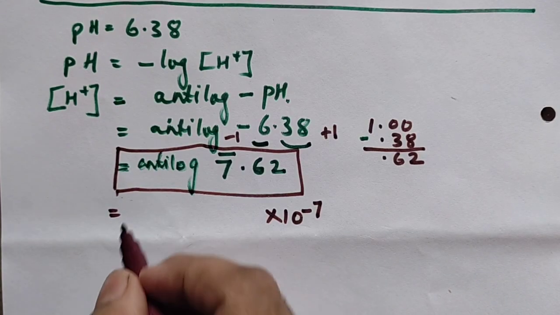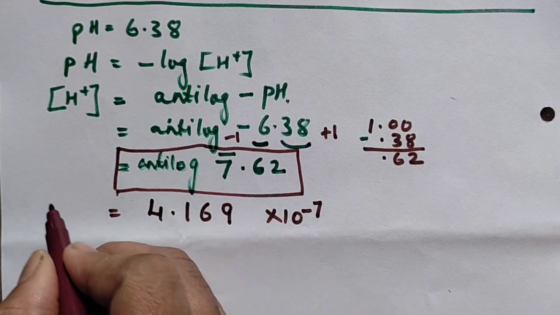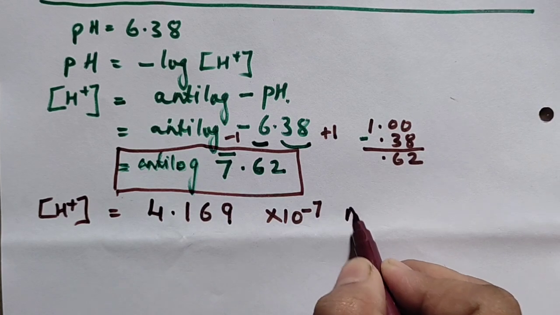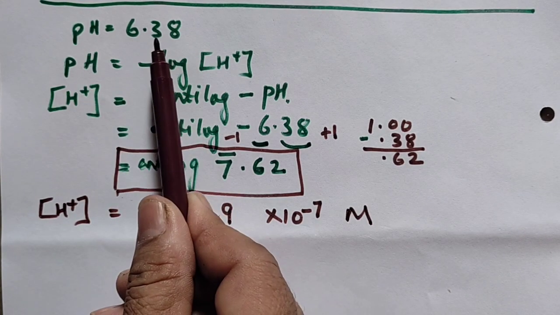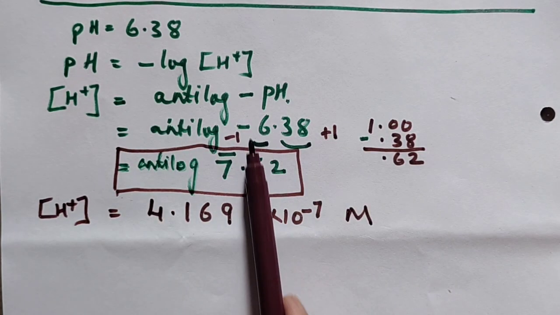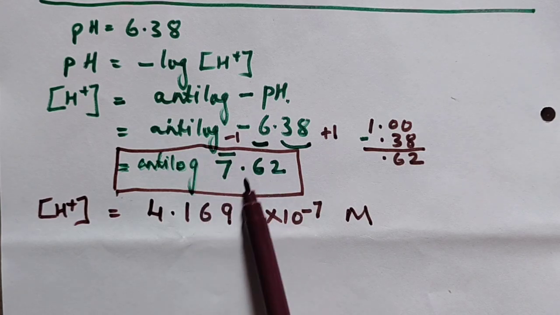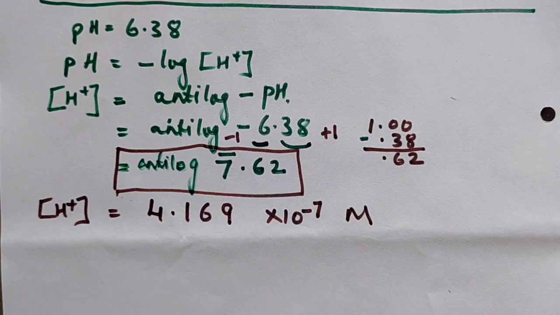So now I'll write down the value. It was 4.169. So the answer is that the H plus concentration is this much molar. So if the pH is in decimals, you first write the formula, then before decimal increase by 1, after decimal subtract from 1, whatever is before the decimal you take as the power, and after the decimal you check the antilog. One more example I'll take.